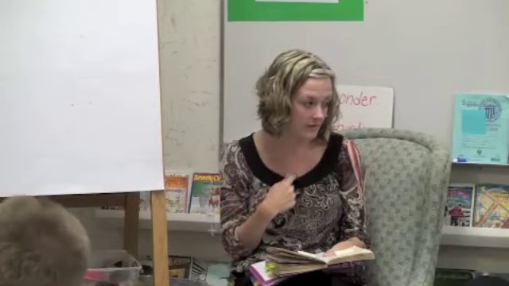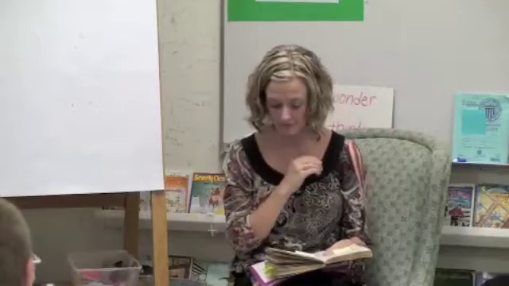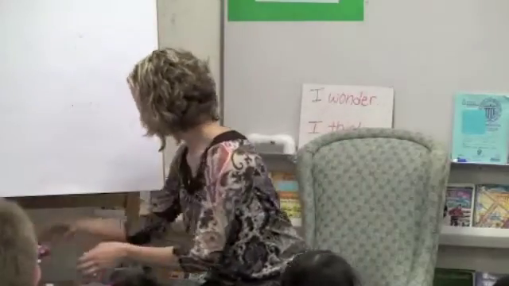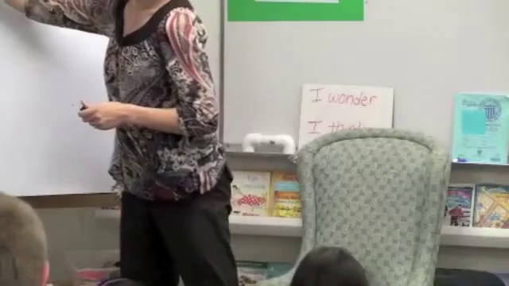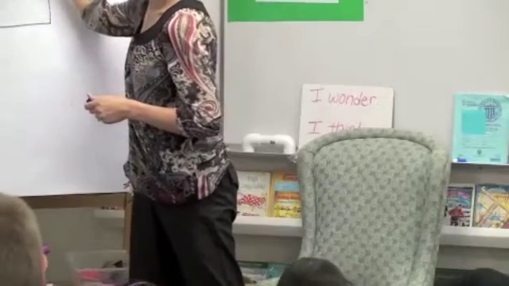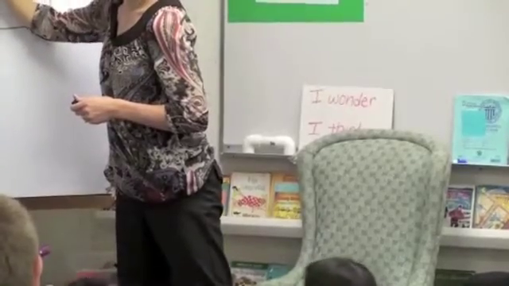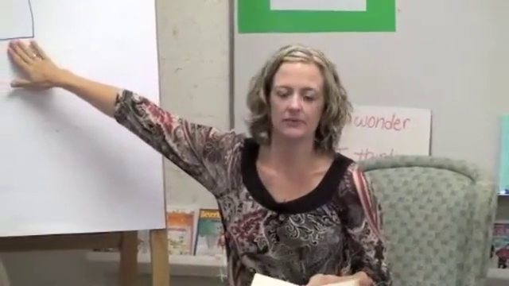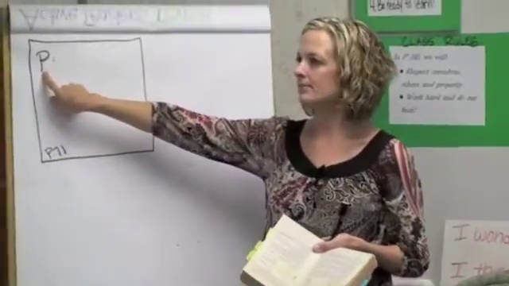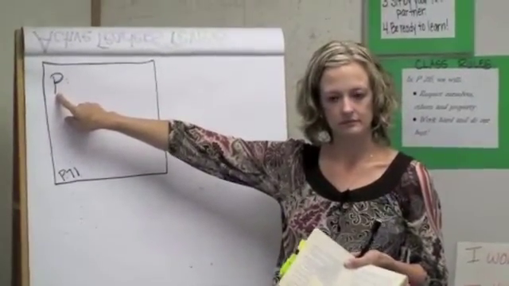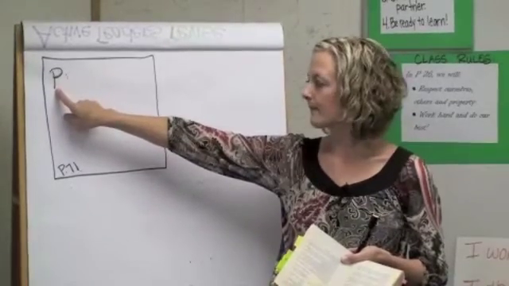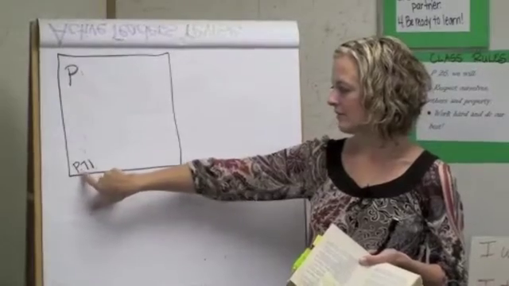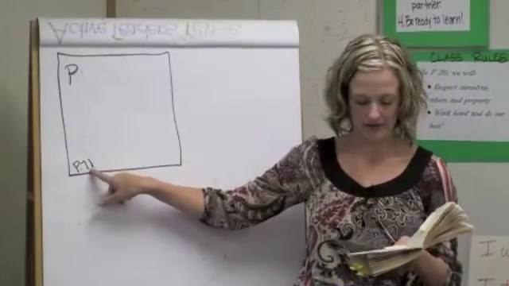I think maybe they're looking for buried treasure. What do you think they're looking for? Turn and tell your partner. What are they looking for? So we have a prediction and we want to get that thinking written down on our sticky note. So on your sticky note, let's use our code P. Let's also mark the page where we're having this thought, which is page 71.